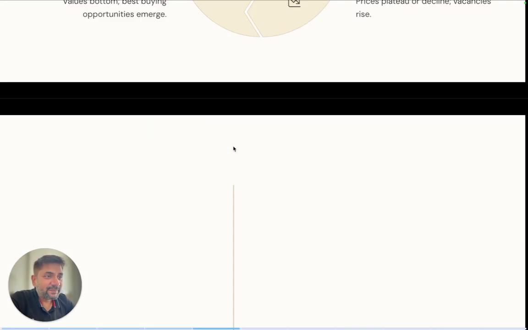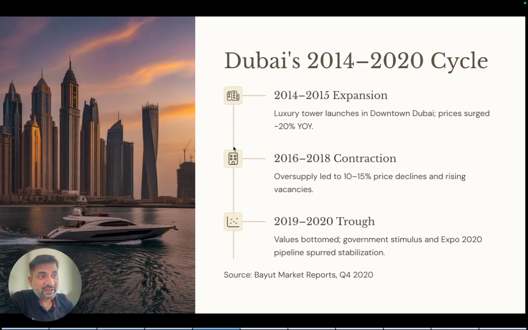For example, Dubai's 2014 to 2020 cycle. 2014 to 2015, expansion: luxury tower launches in Downtown Dubai, prices surged 20% year on year. 2016 to 2018, contraction: oversupply led to 10 to 15% price declines and rising vacancies. 2019 to 2020, trough: values bottomed, and government stimulus and the Expo 2020 pipeline spurred stabilization.